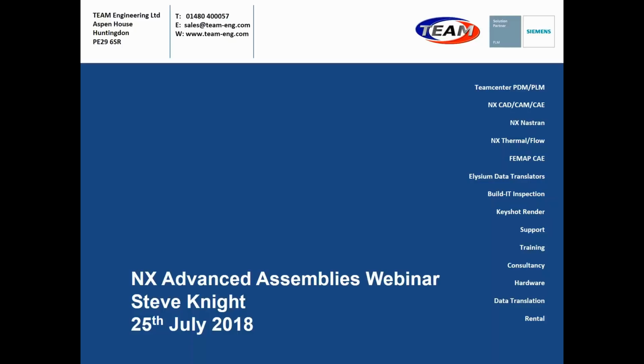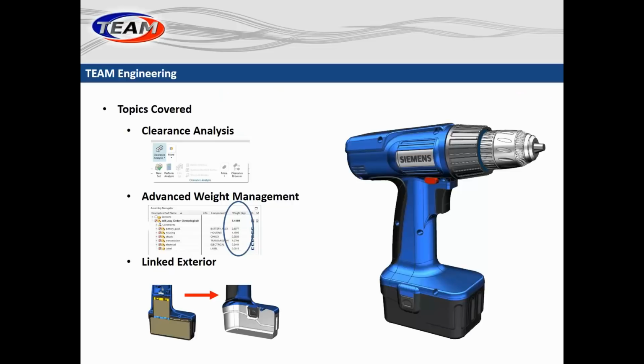We'll go and have a look at some of the Advanced Assemblies tools that you get with an Advanced Assemblies license. There are a few more that we've got here, such as component grouping, product outlines and representations, and also wrap assembly, but the main three we are going to be looking at today are clearance analysis, which is where we can do some interference checking, some clash detection, and just make sure all our components within an assembly aren't going to interfere with each other and cause any problems.